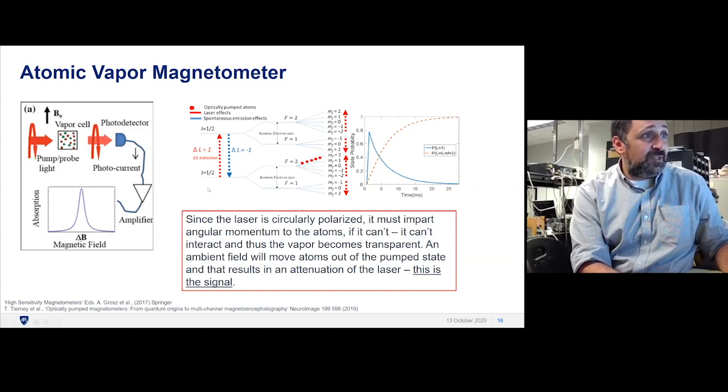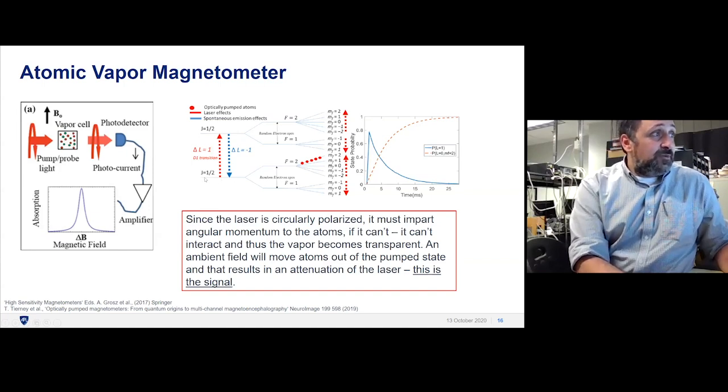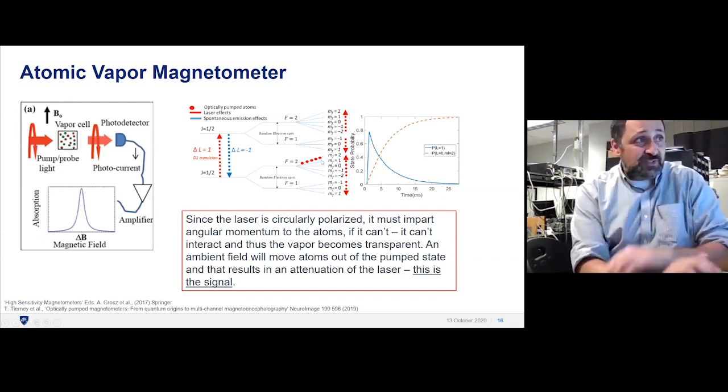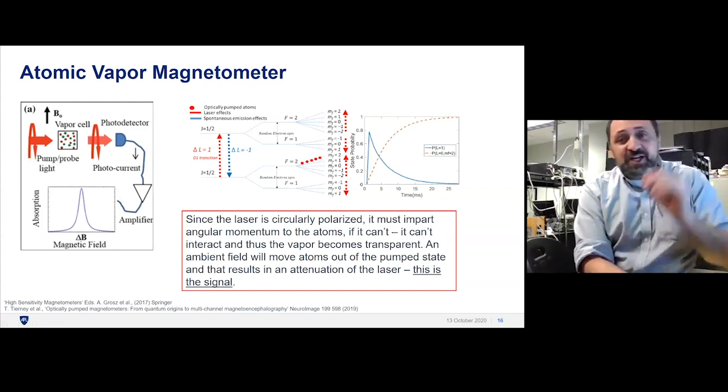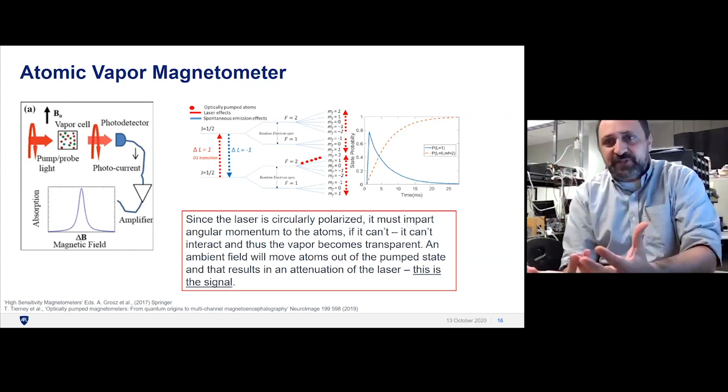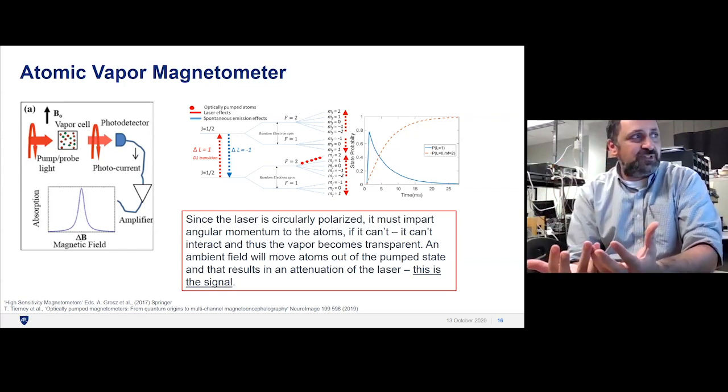So we have our system, and we're pumping it with circularly polarized light. This is the spin quantum numbers for that interaction between the electron and the nucleus. And every time a circularly polarized photon hits an electron, it has to give it angular momentum.